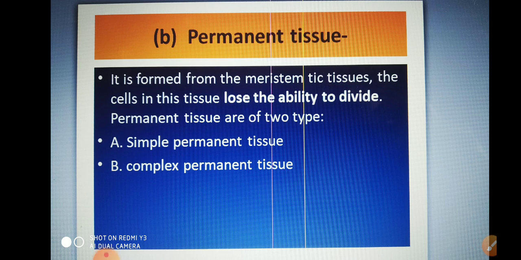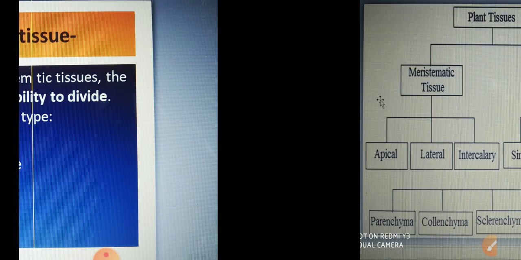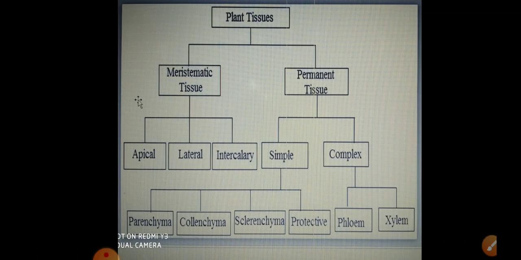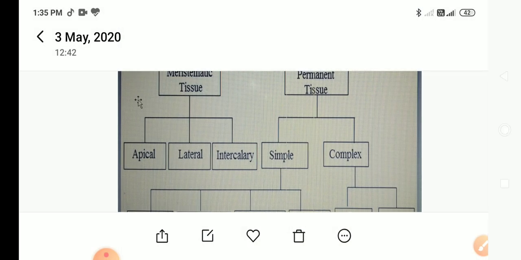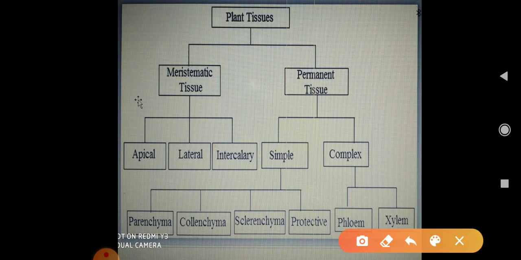Permanent tissue, once we can revise it. Now see, plant tissue is of two types, meristematic and permanent tissue. Meristematic tissue, again, is of three types: apical meristem, lateral meristem, and intercalary meristem, and we have studied about it in the previous class. We already studied about it.